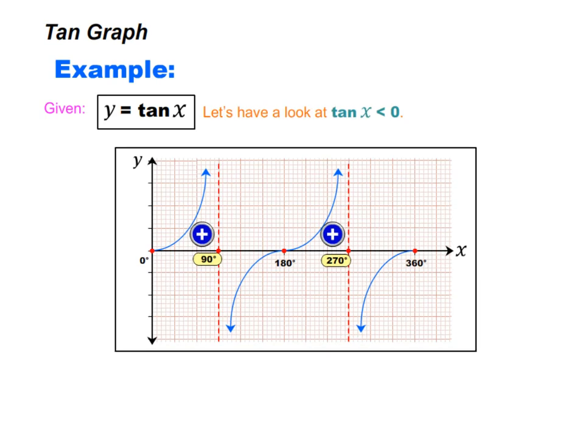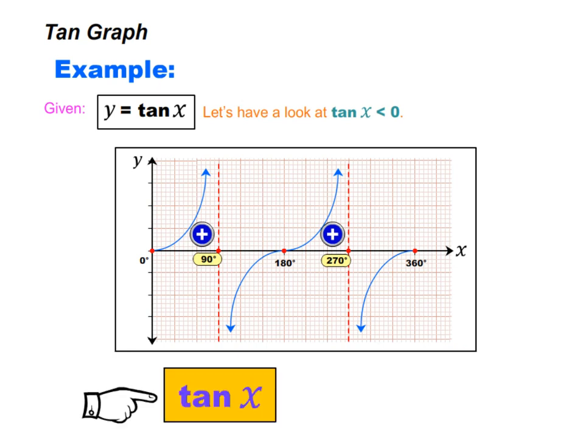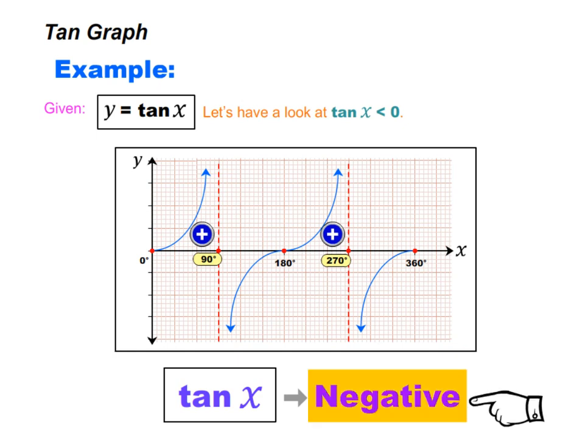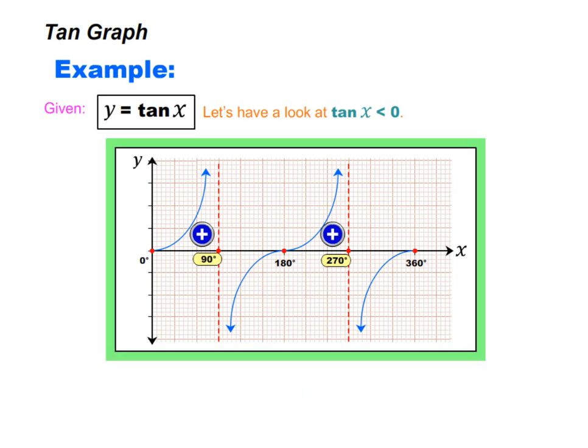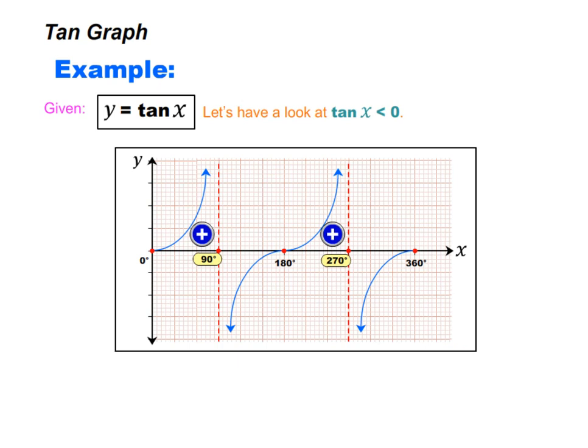Let's have a look at the third part of the question. Tan x is less than 0. Tan x is less than 0 means we should find the interval where the graph of tan x is negative. Less than 0 means negative. Look at the graph. Look at 90 degrees, which is here, and 180 degrees, which is here. The graph is negative between 90 degrees and 180 degrees.